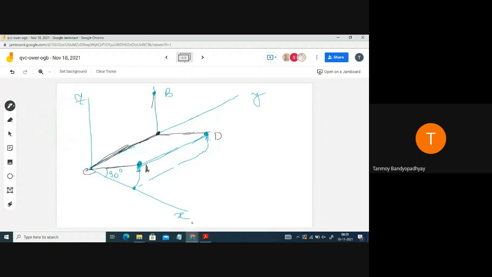Let me draw it with a different color maybe. So let's draw it in this color so that you can understand that this is the string that is actually holding this one.